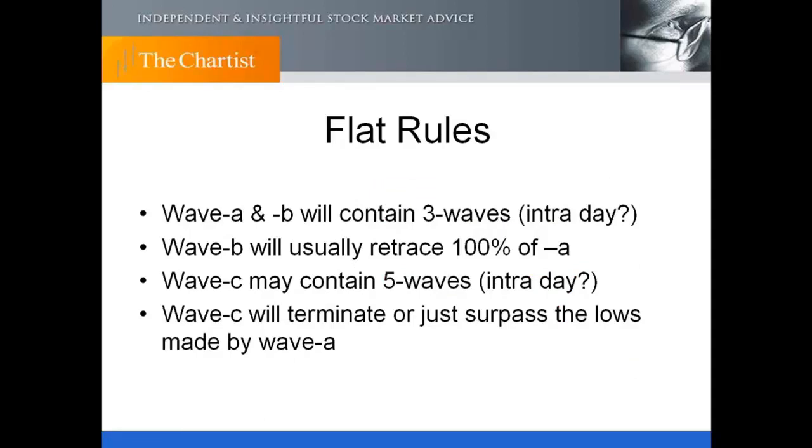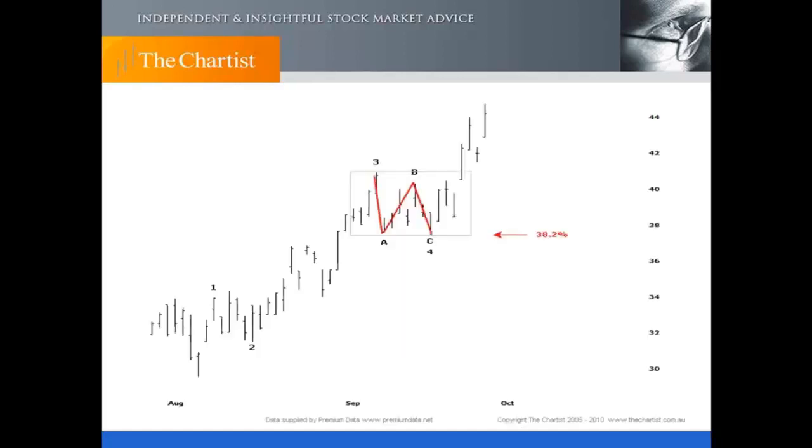If we take a closer look at the flat rules, wave A and wave B will both tend to contain 3 waves. Wave C can sometimes contain 5 waves. Wave B will retrace 100% of wave A, or very close to it.